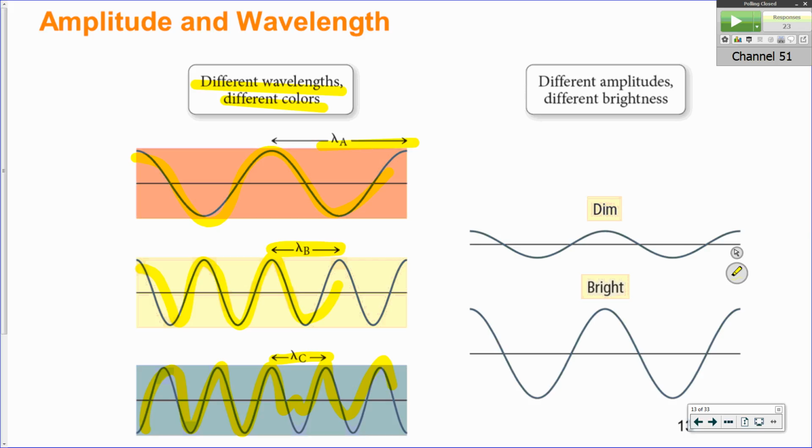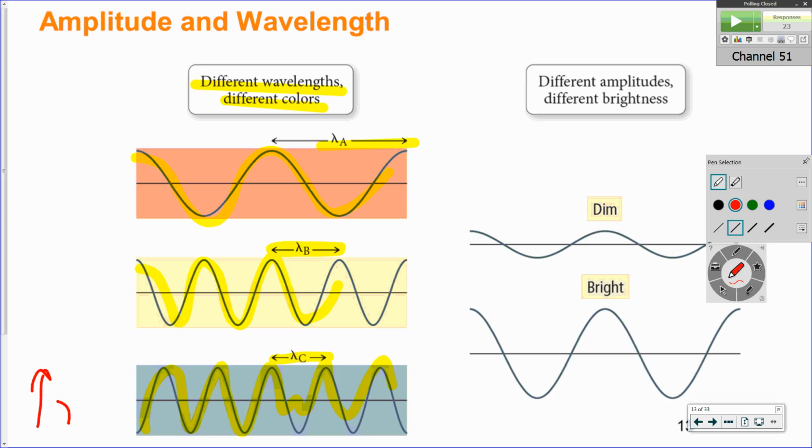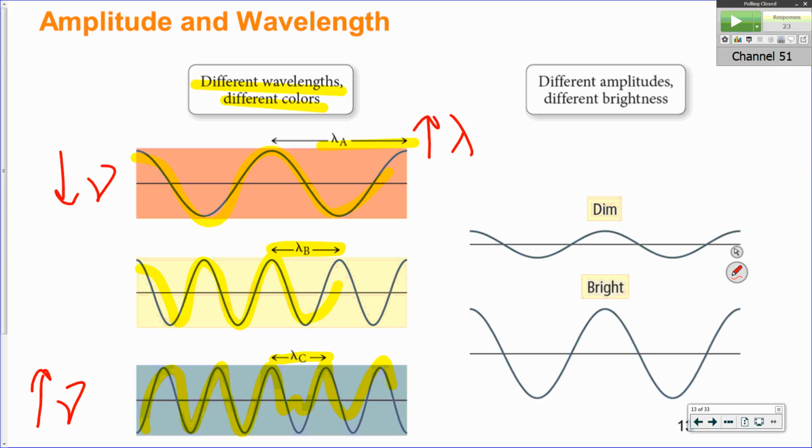And if I compare the frequencies, they would be inversely related. Because there are a lot of waves passing a point, the one on the bottom that has the shortest wavelength would be the highest frequency. This one would be the lowest frequency because it has the longest wavelength. This one has the shortest wavelength associated with it.